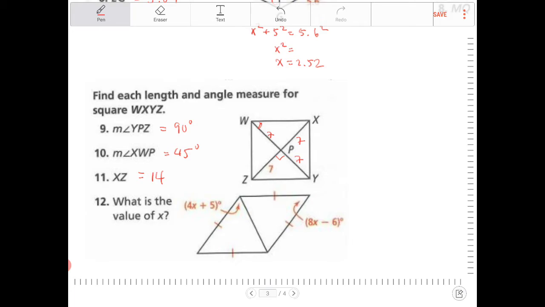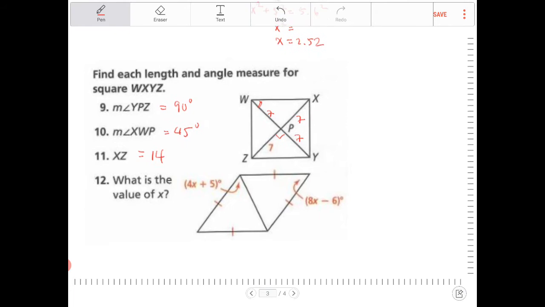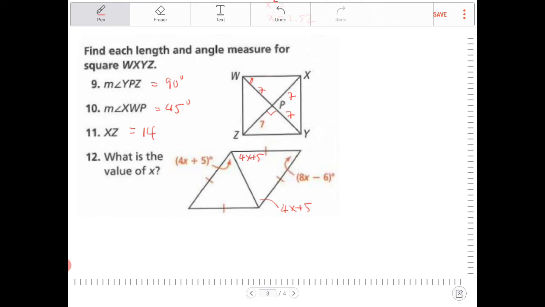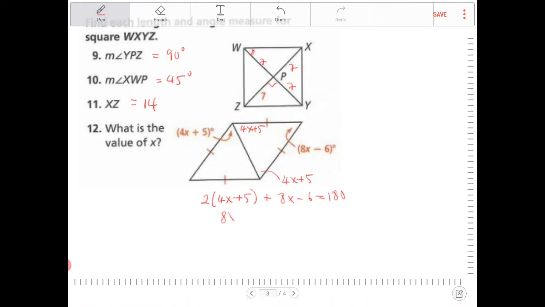Okay. What is the value of x in the accompanying diagram there? So since this is a rhombus, this angle over here should also be 4x plus 5. And this angle over here should also be 4x plus 5. So that means 2 times 4x plus 5 plus 8x minus 6 should equal 180. If I combine like terms, I end up with 8x plus 10 plus 8x minus 6 is equal to 180. 16x plus 4 is equal to 180.